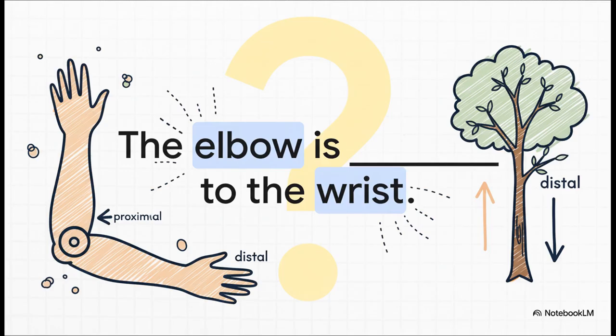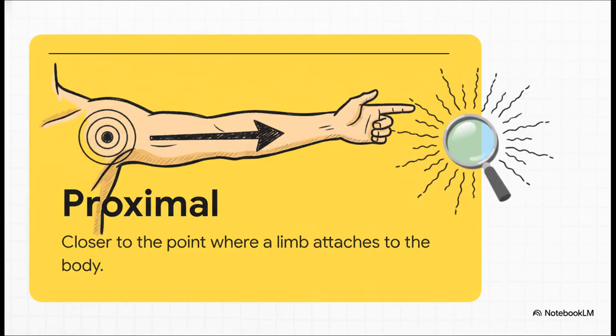Now, it seems simple, right? But believe me, this is exactly the kind of question that can trip you up. But don't worry, we're going to solve this little puzzle together. First up, let's get our head around the term proximal. It basically means closer to the point where a limb connects to the body. So for your arm, where does it attach? Your shoulder, right? That means anything closer to your shoulder is proximal.